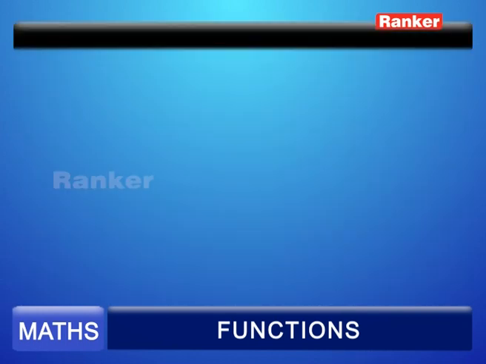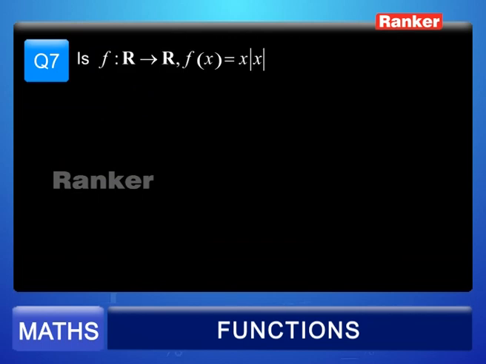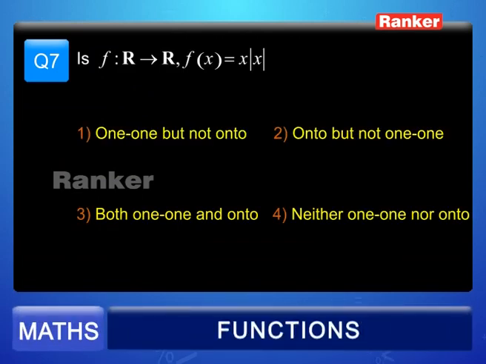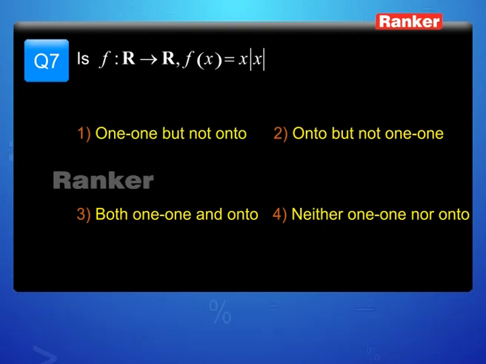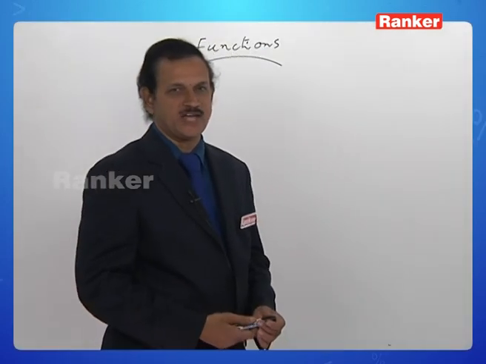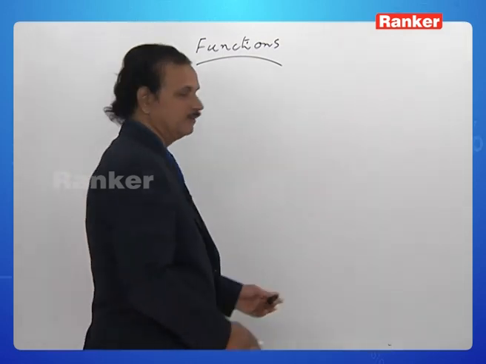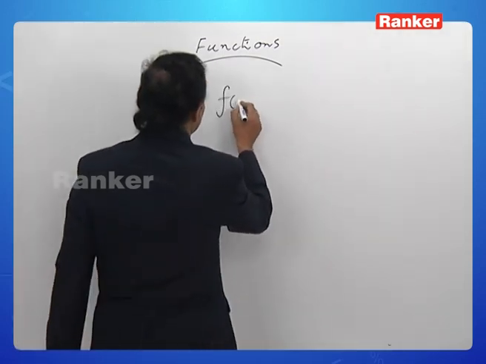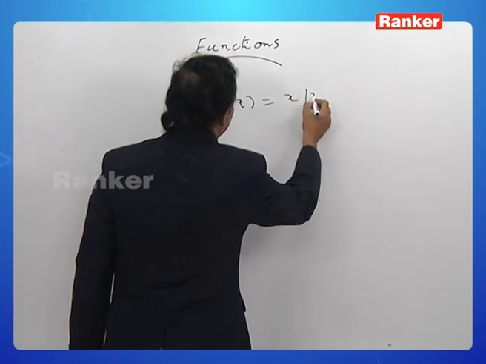The question is, again, f is a real function, that is R to R, and f of x equals x mod x. He is asking the nature of the function. The first option is one-one but not onto, second option is onto but not one-one, third option is both one-one and onto, fourth option, neither one-one nor onto. Let us observe the function very carefully so that we may be able to decide. F of x is equal to, he has given, x mod x.